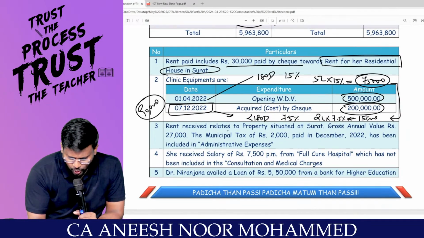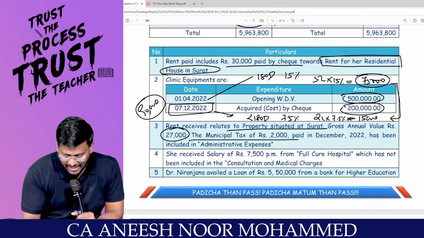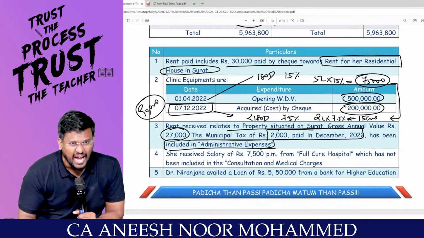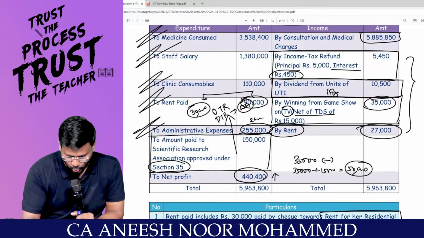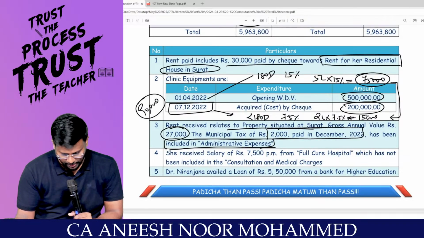Rent received from property situated in Surat. GRV is 27,000. Municipal tax 2,000 paid in December has been included in the administration expense. So inside this admin expense, that 2,000 is there. It should be added back, and this can be claimed as a reduction under LTBMT.